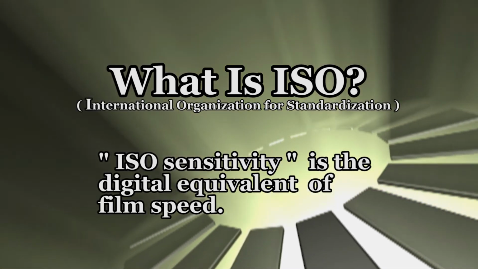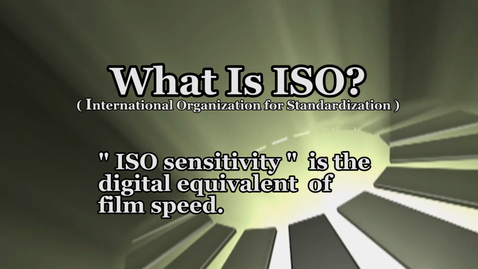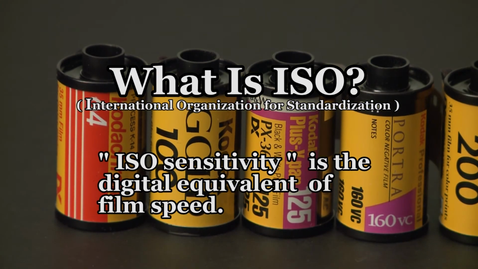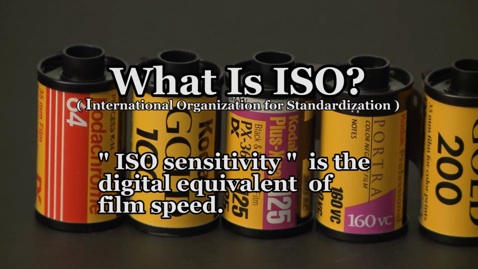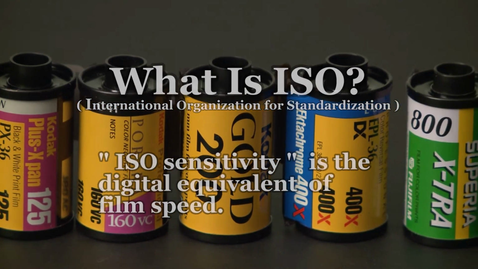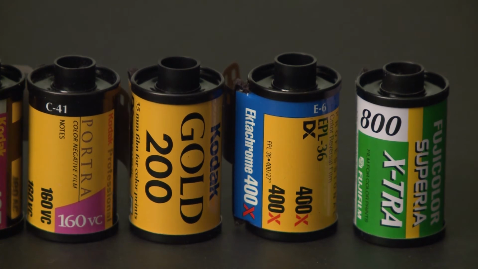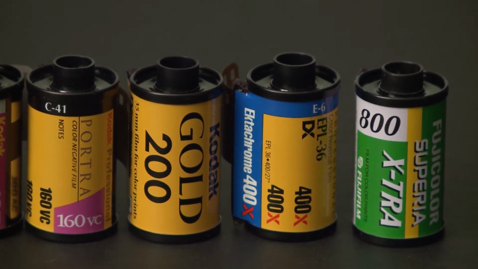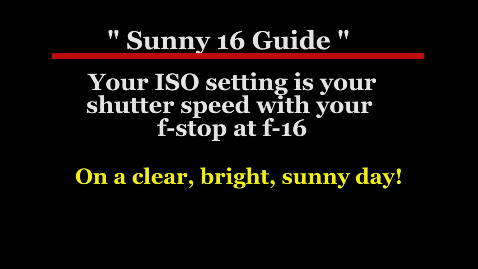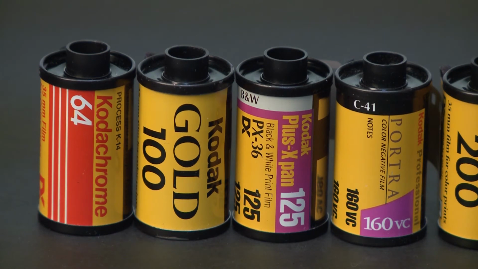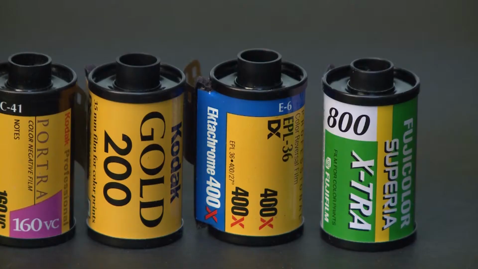What is ISO? The ISO settings we use today with digital cameras is based on the old Sunny 16 rule or guide, which was a measurement for film sensitivity to light with the f-stop set at f16. The ISO number represents the correct shutter speed. The lower the number, the less sensitive. The higher the number, the more sensitive to light.